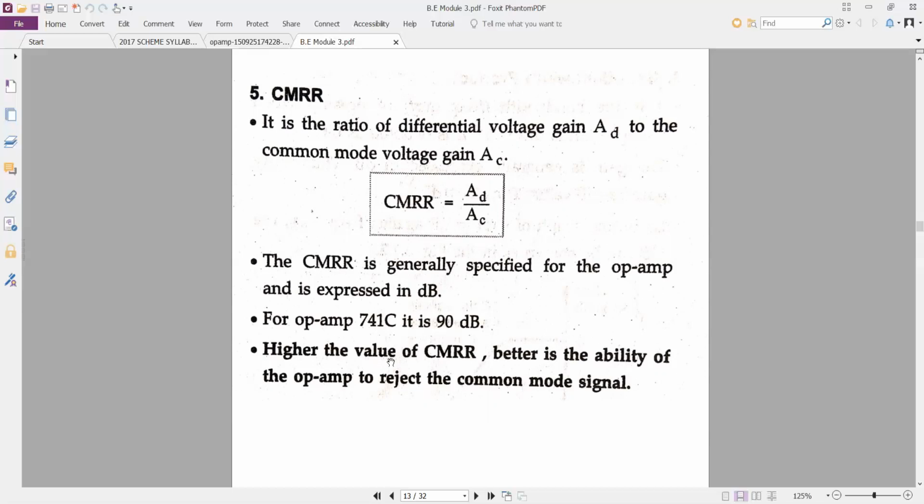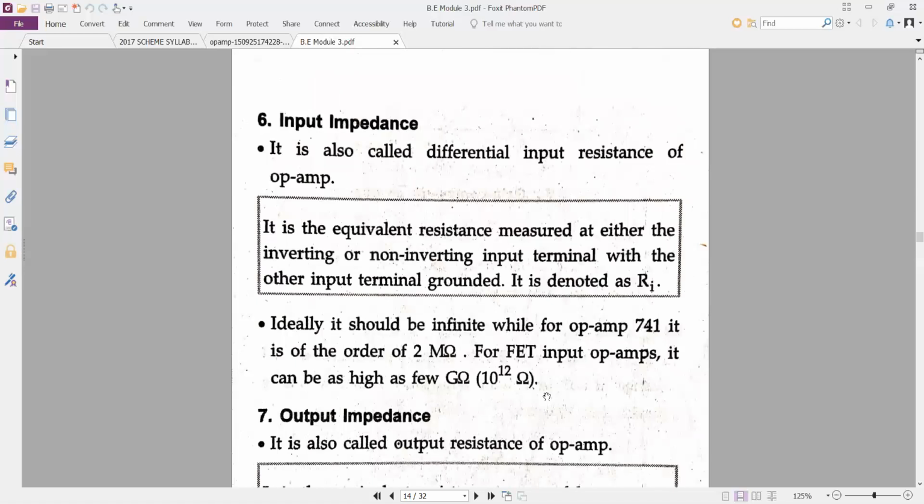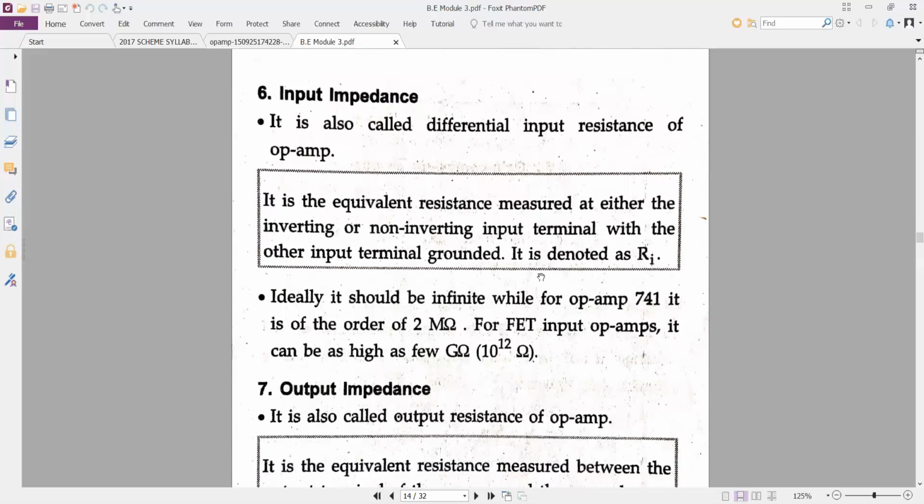Now, the higher the value of CMRR, the better is the ability of the op-amp to reject the common mode signal. The meaning is, if CMRR is higher, then we say that such an op-amp has a better ability to reject the common mode signal. This is the CMRR. Next, we have the parameter input impedance.